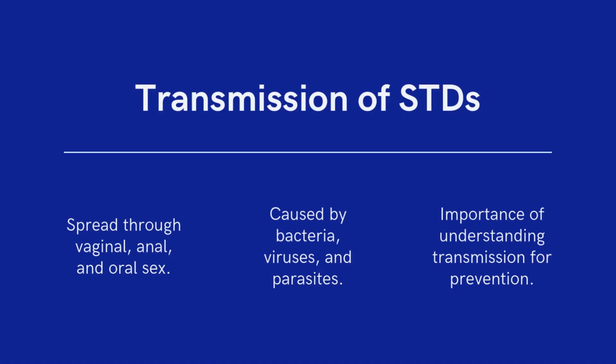STDs are primarily spread through sexual contact, including vaginal, anal, and oral sex. They can be caused by different infectious agents such as bacteria like chlamydia and gonorrhea, or viruses like herpes and human papillomavirus, and parasites like trichomoniasis. Understanding how these agents spread is key to preventing transmission and managing infections.